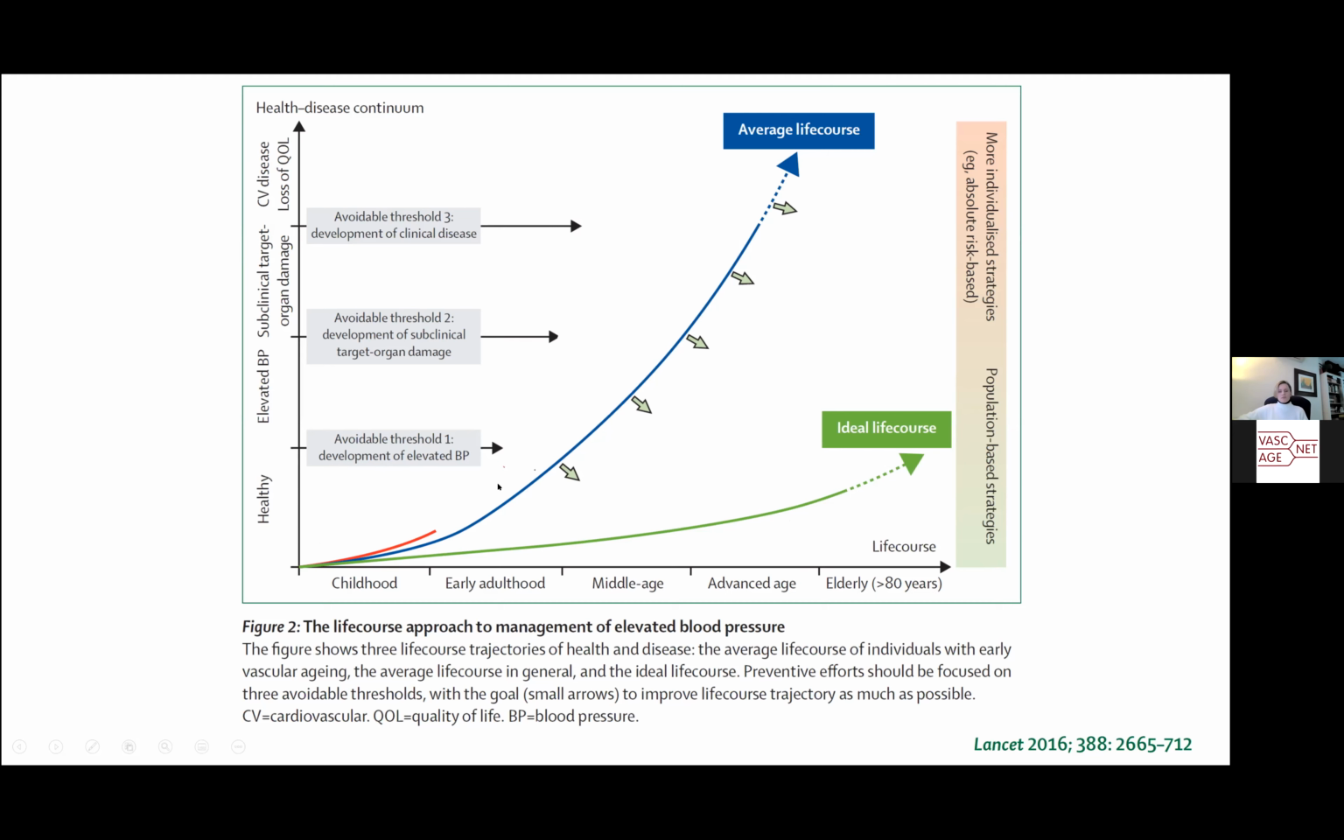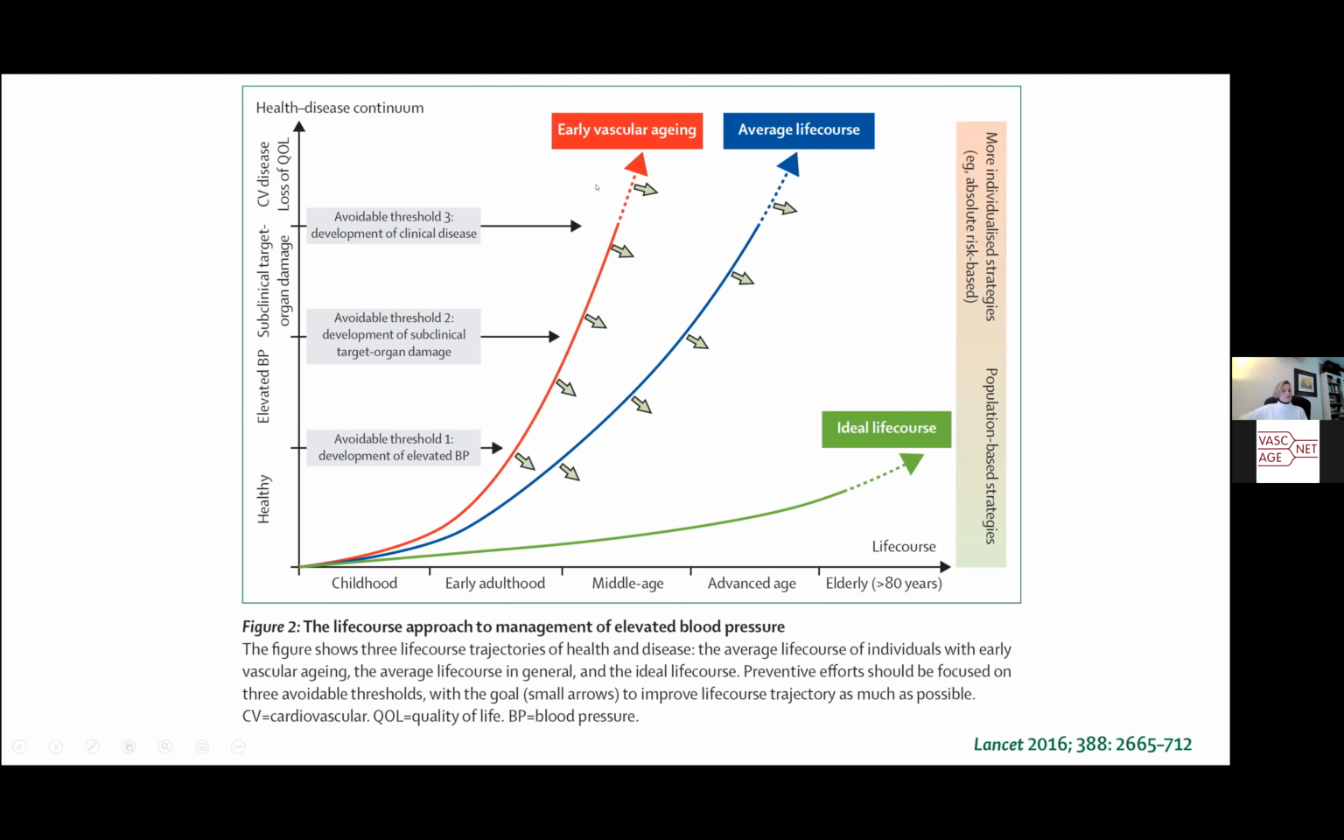But of course, the average life course results in a person having, at advanced ages, already elevated blood pressure, organ damage, and cardiovascular disease. And at this stage, you need individual strategies. They have to go to a healthcare provider to implement some treatment to try and change this course.